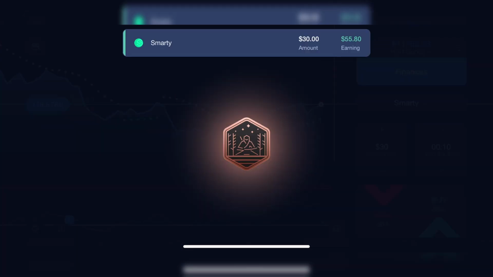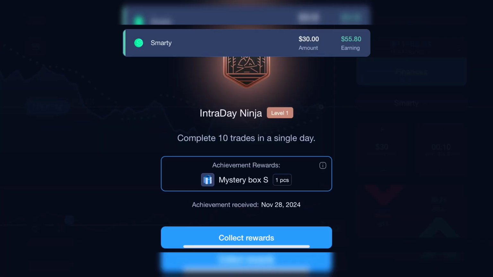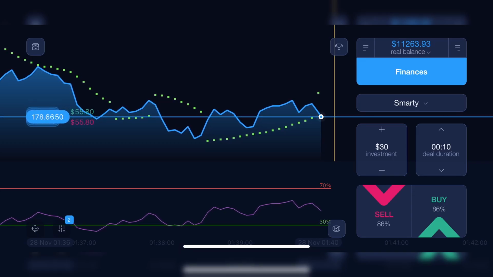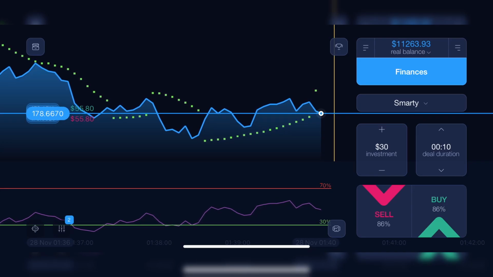As you guys saw, the market went back onto an upward trend, and we won that trade. I'll again wait for a few minutes and place a final trade.